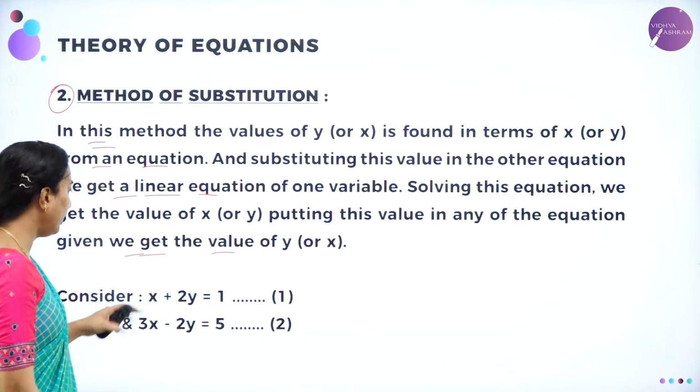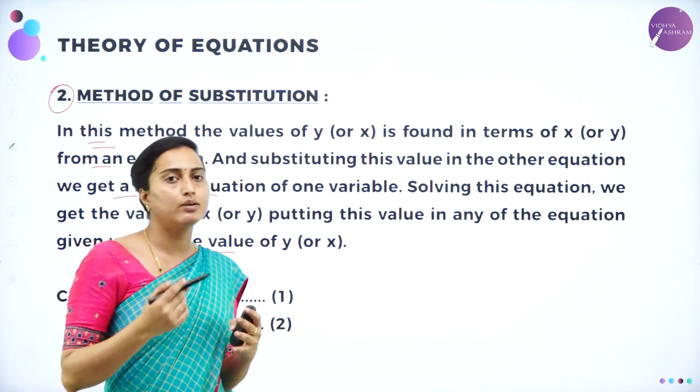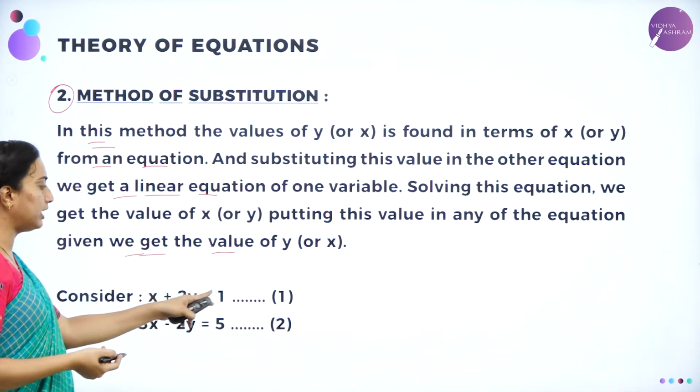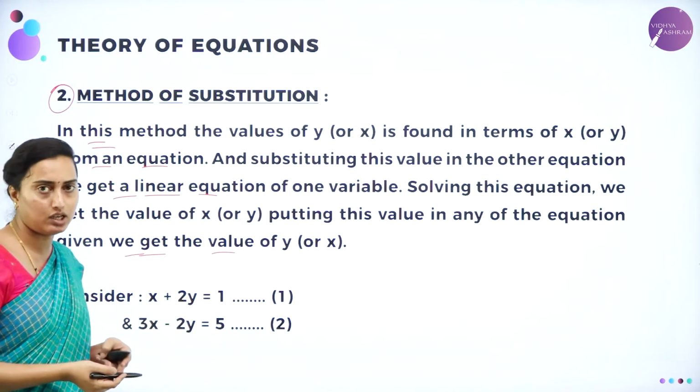Here what I am going to do is convert any one equation in terms of x or in terms of y. So the first equation I have taken is x plus 2y is equal to 1, and the second equation I have considered is 3x minus 2y is equal to 5.